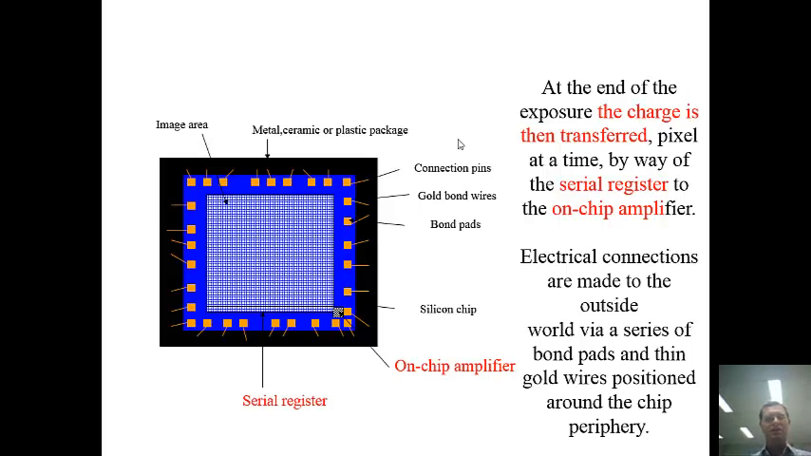So the electrical connections are made to the outside world via a bunch of bond pads and thin gold wires positioned around the outside. Okay, so that's how we access the information. We take away the charge.